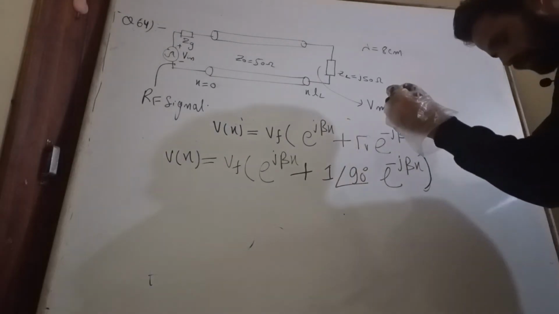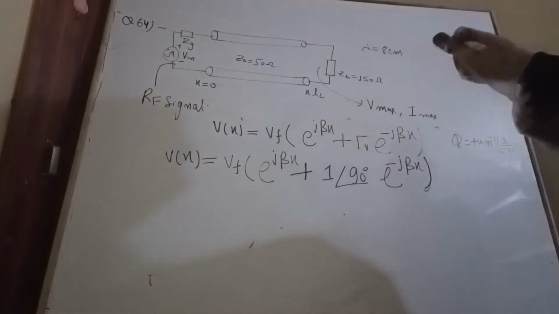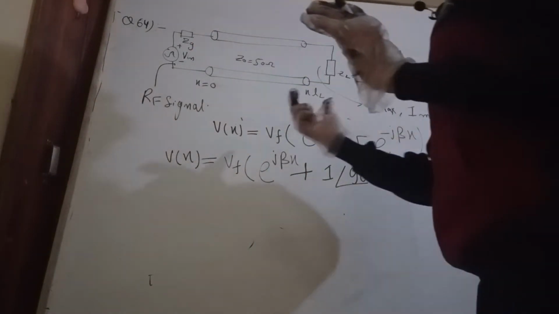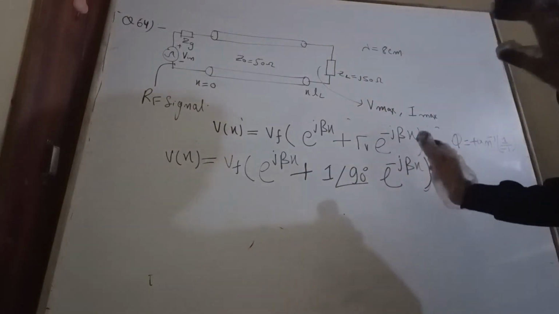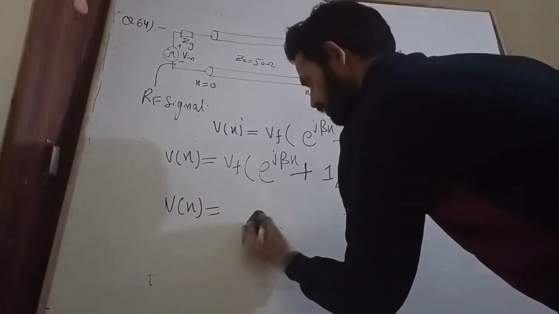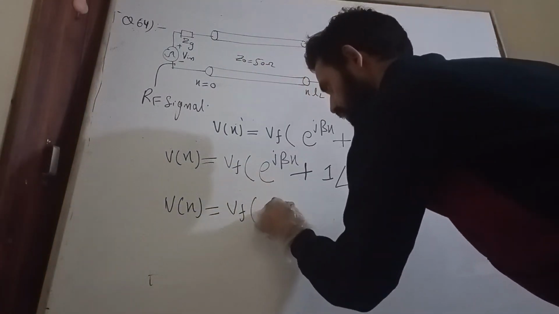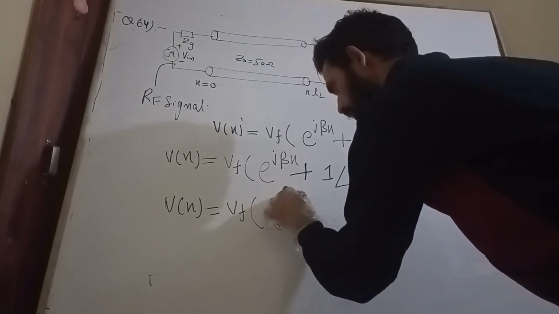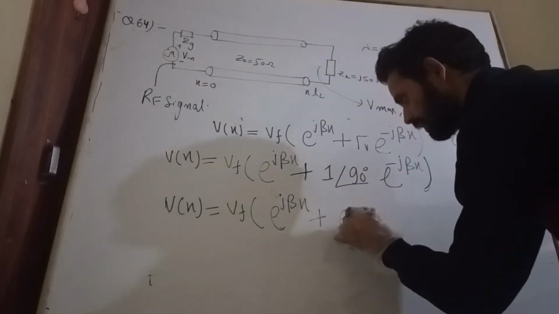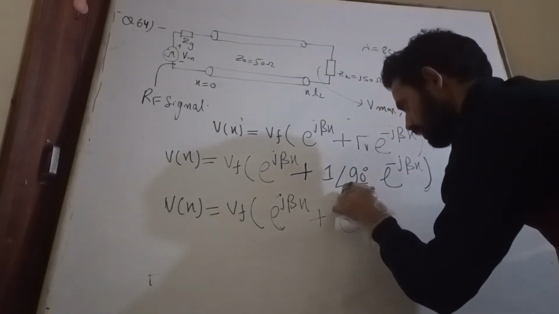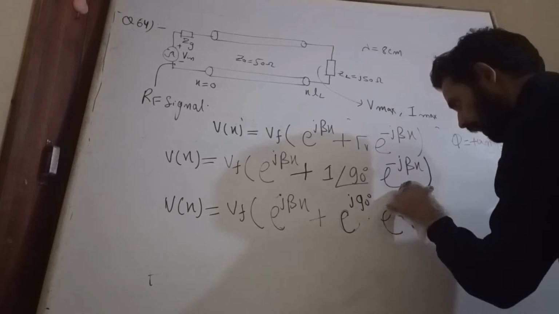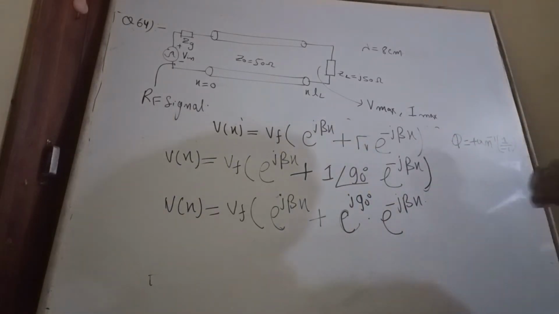Now we want to find voltage maxima and current maxima alternatively. So first, let's modify V of x somewhat. We have e to the power j beta x plus, the angle being 90 degree, I can write this as e to the power j 90 degree into e to the power minus j beta x.